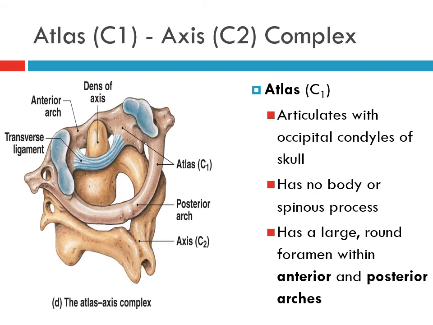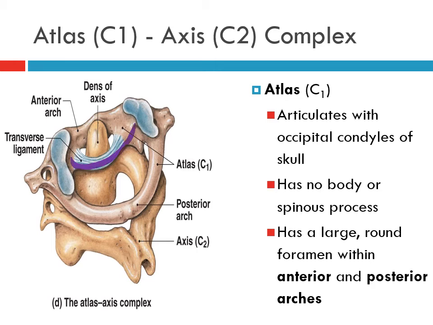All right, so here's the atlas. C1 articulates with the occipital condyles of the skull, and that happens in those condyles there. It has no body and no spinous process. You can see it just has this big posterior arch and then a large opening in the center.